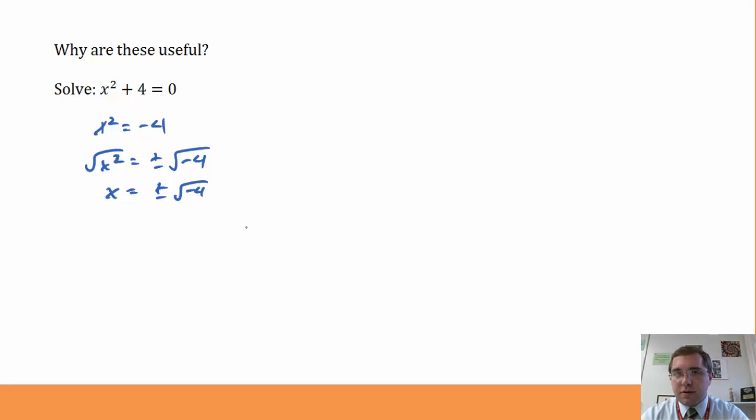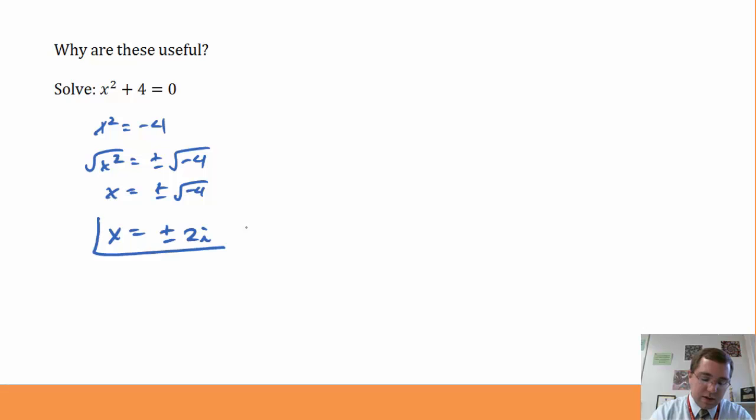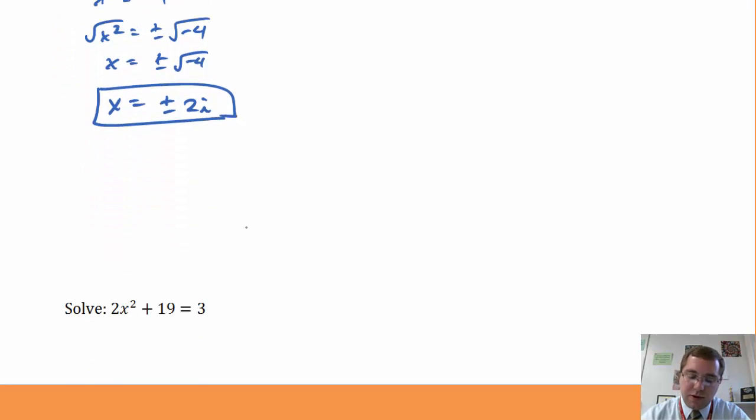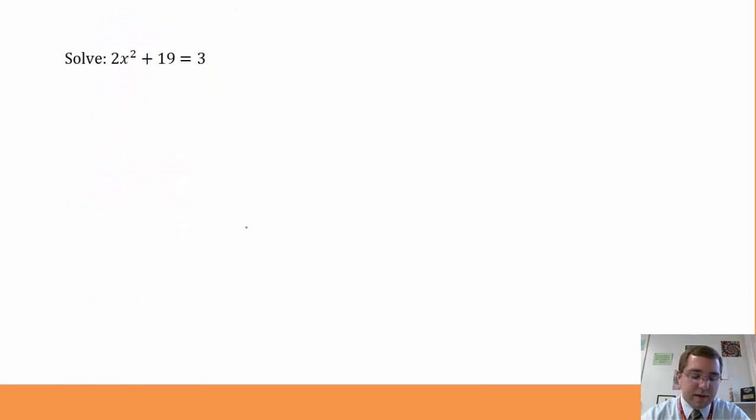But the square root of negative 4 is not a real number. So without imaginary numbers, I cannot solve this equation. And I don't like that. So we make imaginary numbers so that I can solve this equation, and the square root of negative 4 is just 2i. So this is plus or minus 2i. This equation then has two solutions. Both of them are imaginary. You can applaud right now. That's how awesome this is.